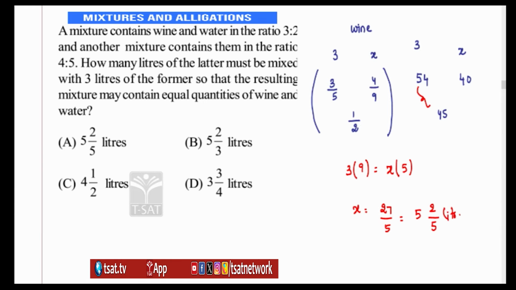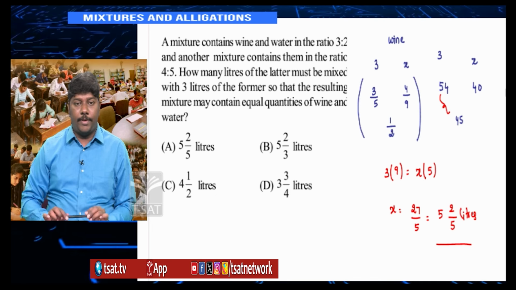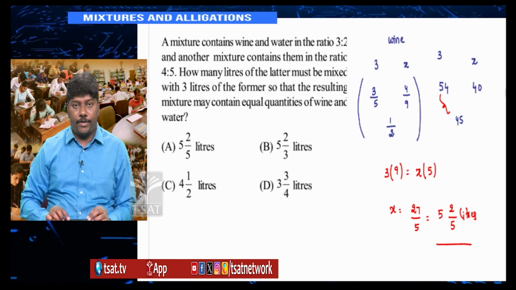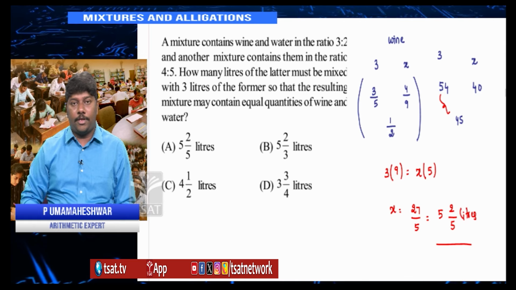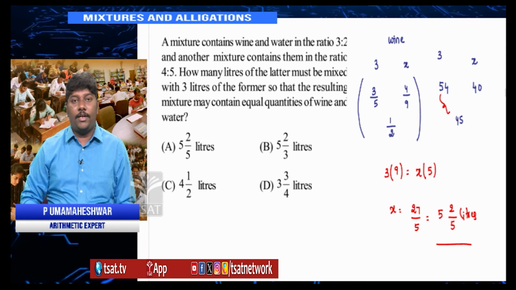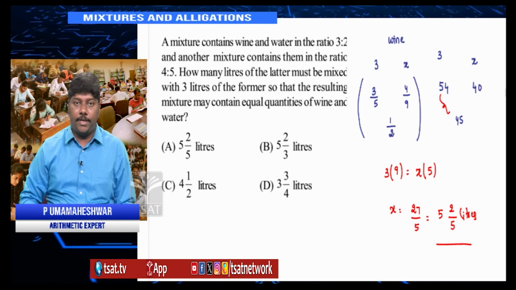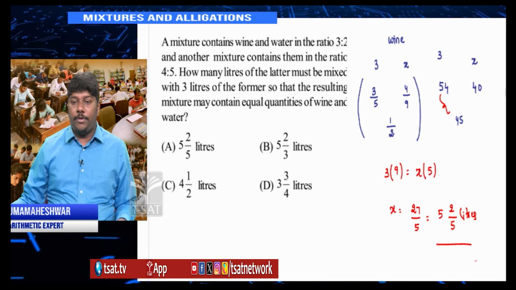So how many liters of the latter must be added? 5 2 by 5 liters of the latter must be added. This is a typical example of mixtures and alligations, where you are mixing the first one and the second one, and you are getting the third ratio, which is also given. He is asking you how many liters of the second mixture must be mixed. So it is into, he is asking.